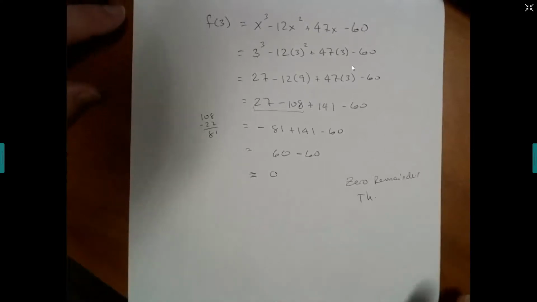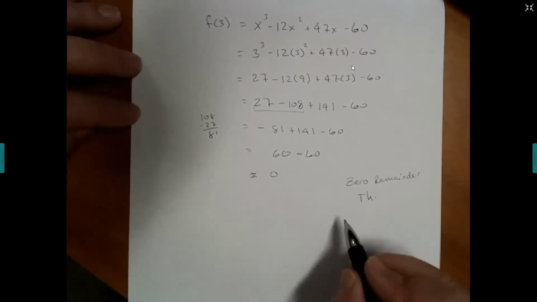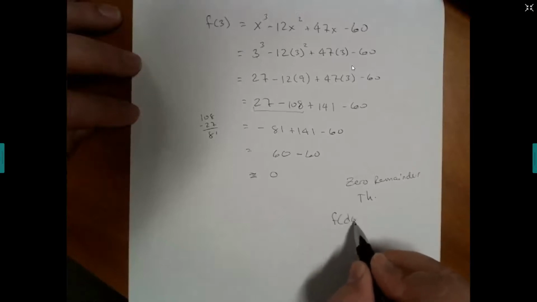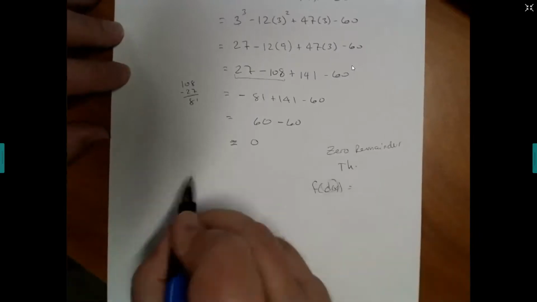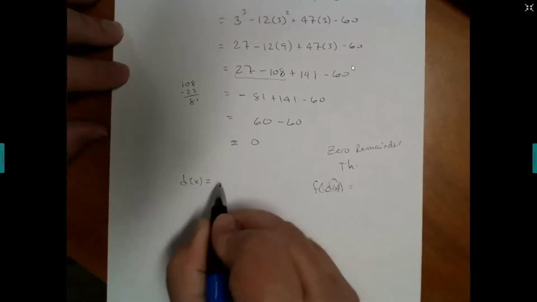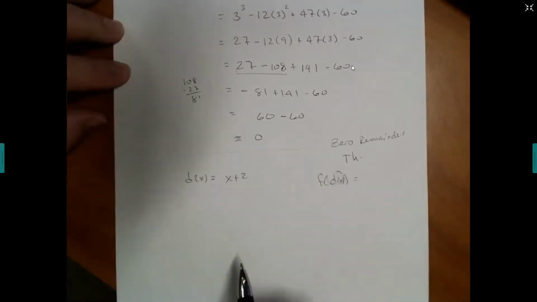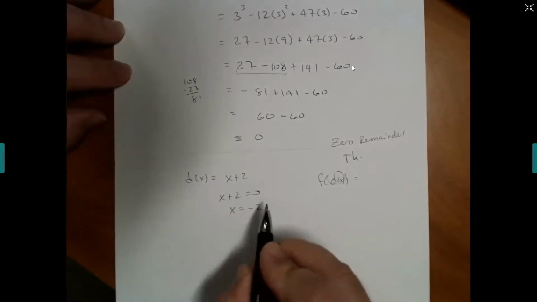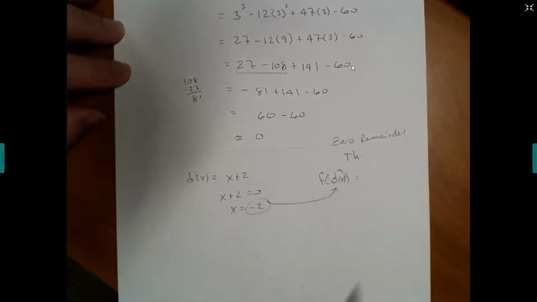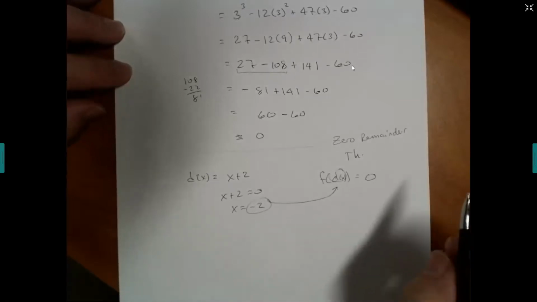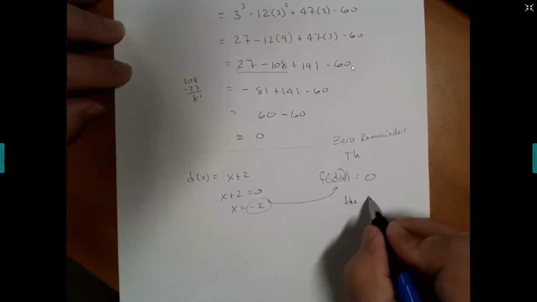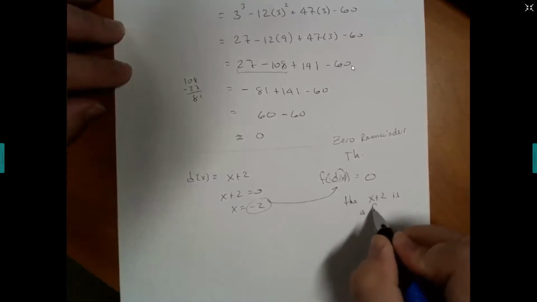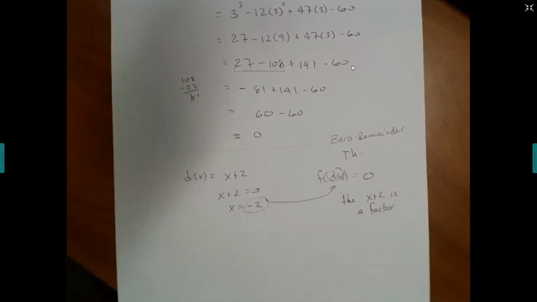The zero remainder theorem. If I have a function, remember, it's supposed to be f of x, but whenever we have a d of x, let's say it's x plus 2, the first thing we do is set it equal to 0. If I plug it in there and it equals 0, then x plus 2 is a factor. That's the fastest of all of them. Just plug it in there, see if it works.